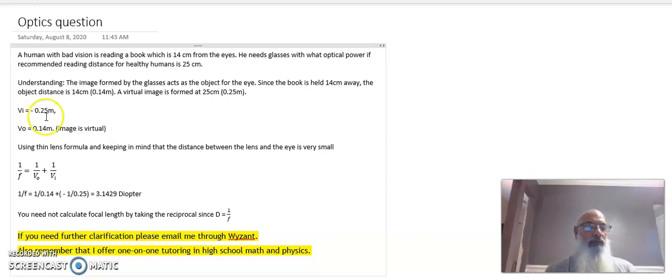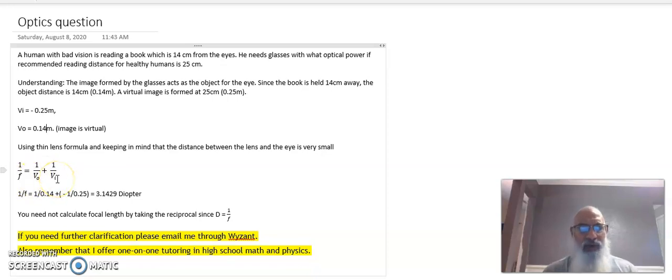Okay, so we take the image distance to be negative 0.25 meters. That is where the image should be for the eye to see comfortably. All right, and then the object distance, that's where the book is being held, at 0.14 meters. And then basically we use the thin lens formula, 1 over f equals 1 over v_o plus 1 over v_i.